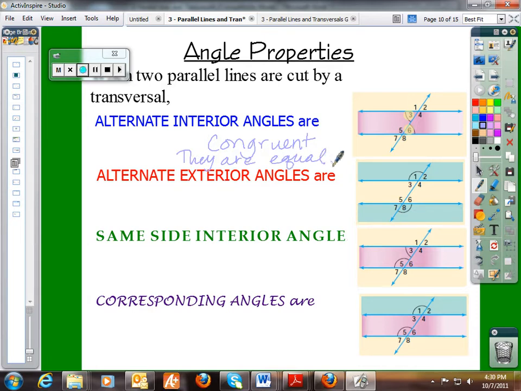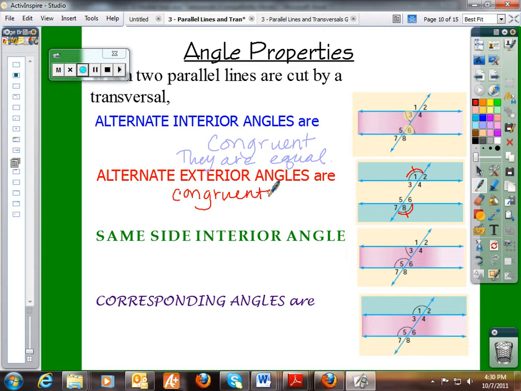Alternate exterior angles are the ones that are outside, on the exterior of the parallel lines, and on opposite sides of the transversal, and they are also congruent or equal in measure.